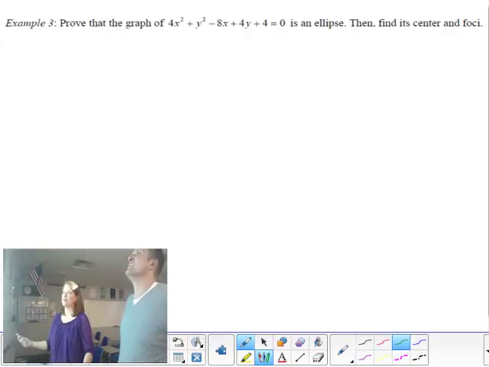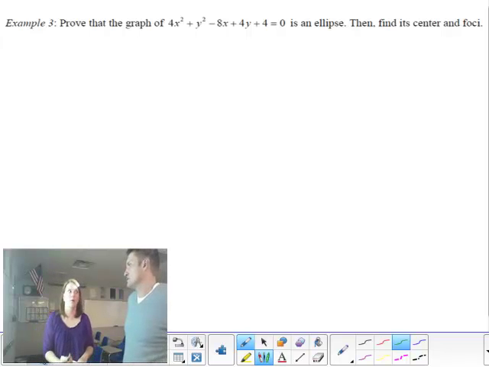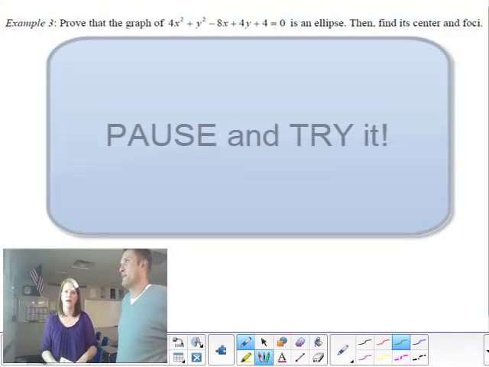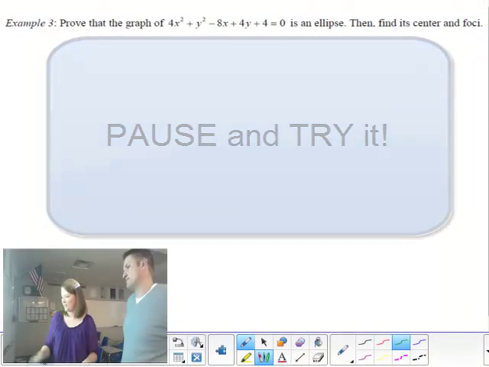Okay, so last example, we're going to prove that the graph of this mess is an ellipse. We've done this like 3-4 times now. We did it in 8.0, when we didn't even know what we were going for. We did it again with parabolas. I think we even did completing the square with circles. So pause the video. It's on you. You know how to do this.